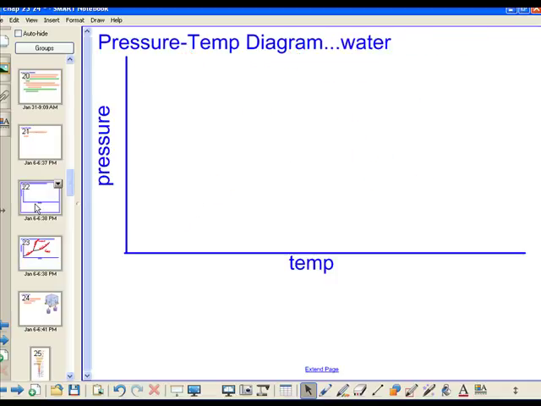Alright, now water. You should put down that we have another diagram for water, because water is different.